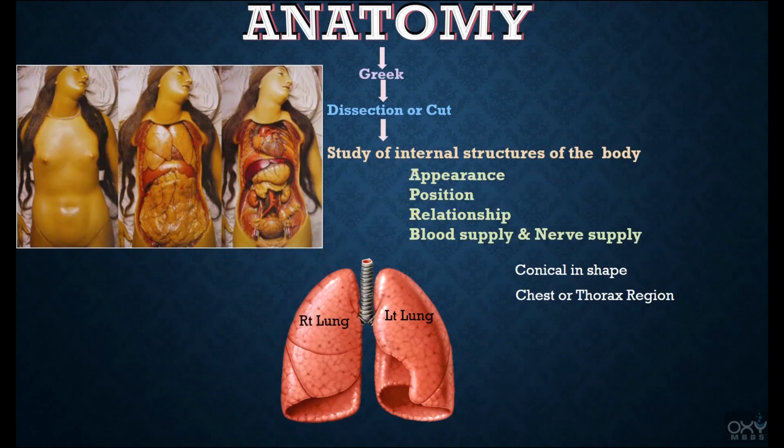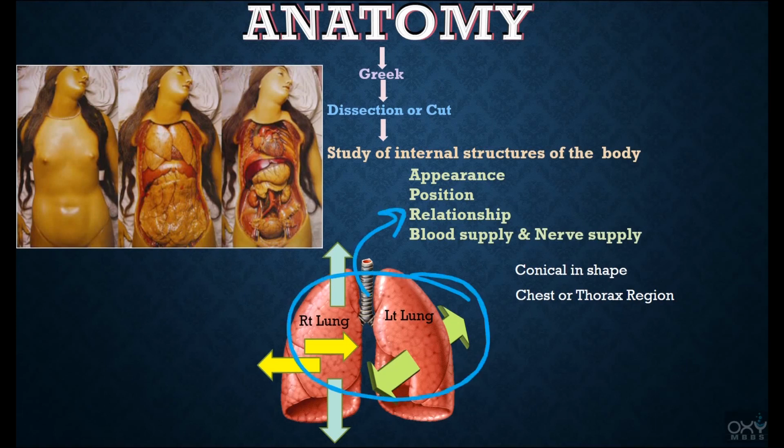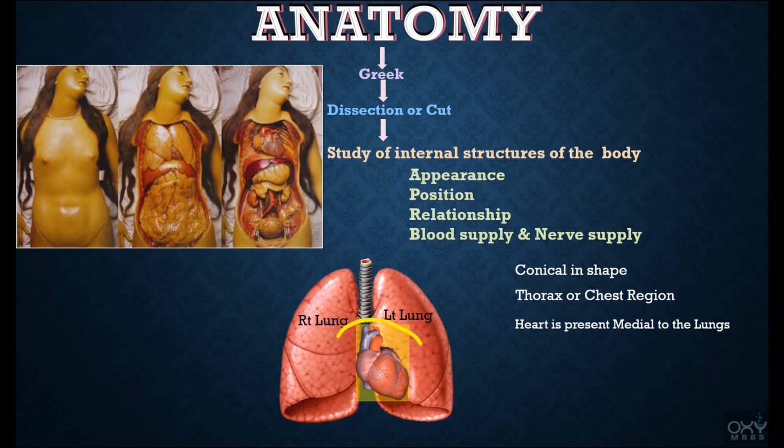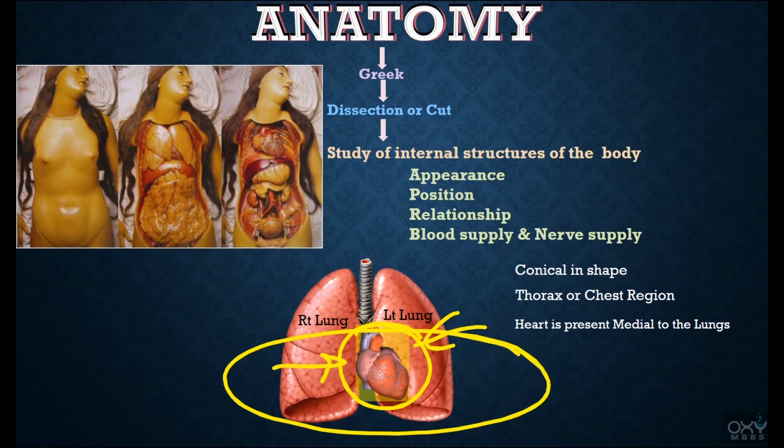And friends, if I ask a question to you, what are the different parts of the body which are present on the left side of this lung, right side of this lung, superior to this lung, inferior to this lung, anterior to this lung and posterior to this lung? Then friends, these all come under the relationship. For example friends, this is our heart, and if I ask you what is the relationship of this heart with these lungs? So friends, heart is present on the medial side of these lungs in the lower part of the lungs.